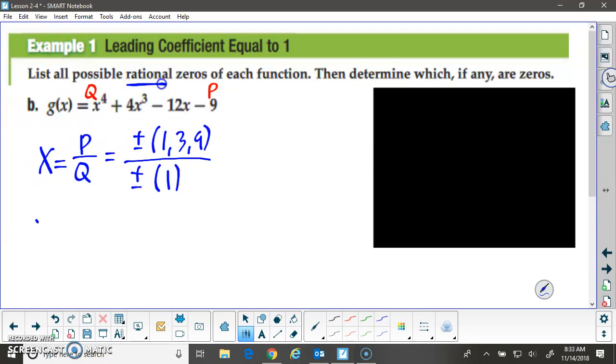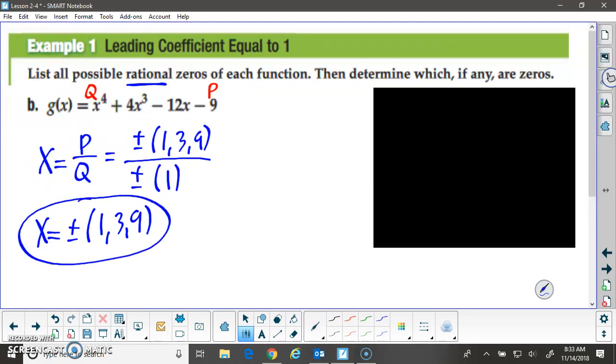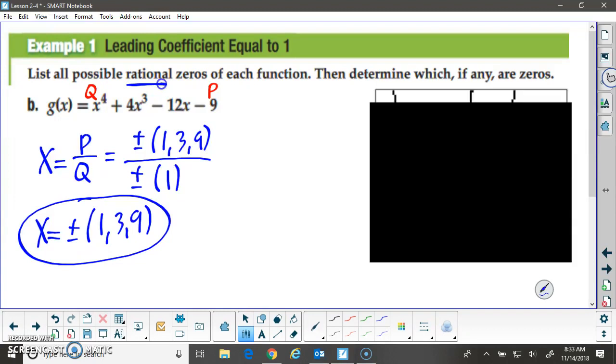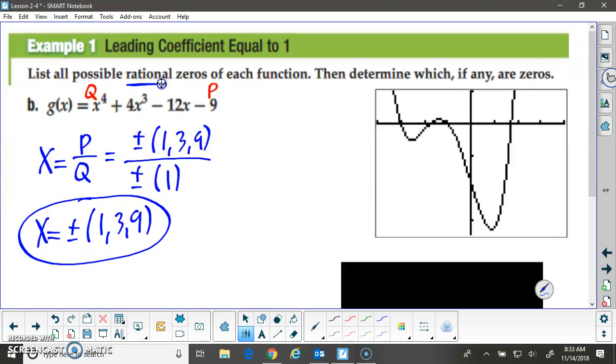So your list of possible rational roots would be any of the p factors over any of the q factors. So in this case, we have 6 possible rational zeros: +1, +3, +9, -1, -3, -9. Well, then the next part of the problem says determine which, if any, of those are actually zeros. So then we graph the function, and I've got it graphed right here, and we take a look at the zeros. So as I look at the zeros here, I can see one right here, and that's at -3.